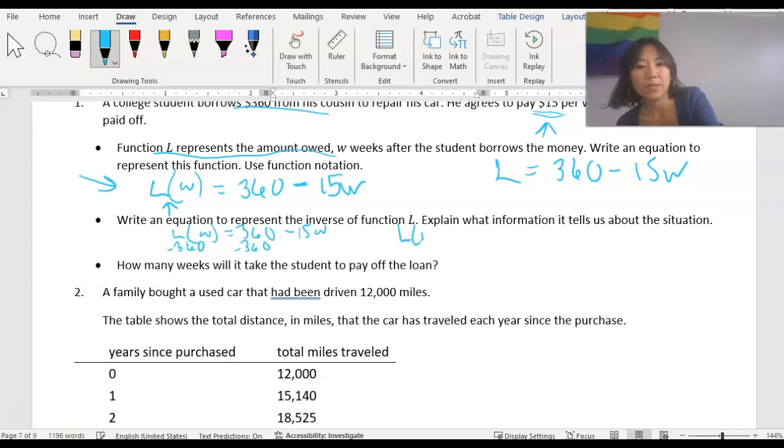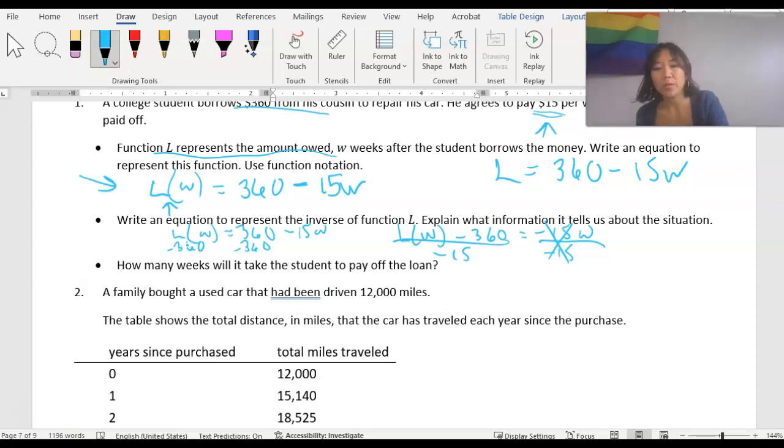We'll get L of W minus 360 equals negative 15W. And now I can go ahead and divide both sides by negative 15. And so we'll get W equals L of W minus 360 over negative 15. You can also simplify this by dividing here and then dividing here, but you can also leave it as it is. That's perfectly fine.